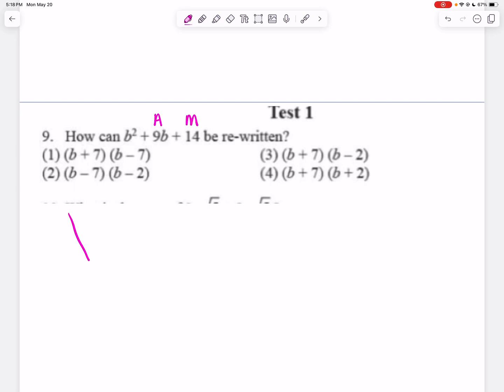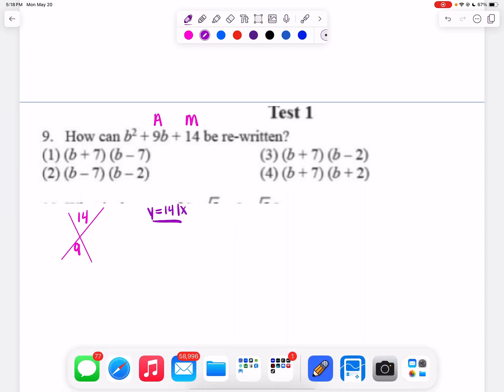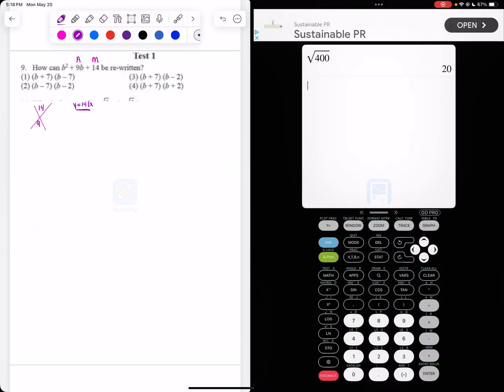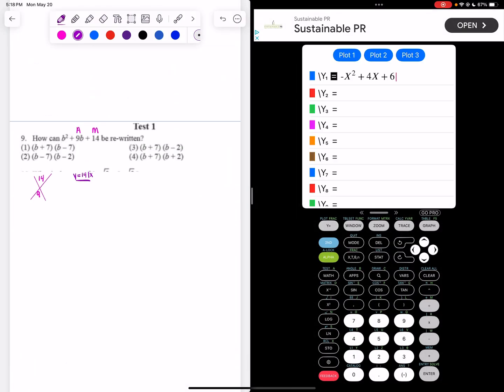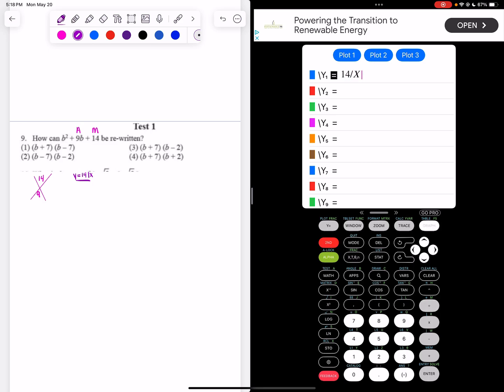So I'm going to draw my diamond, and on the top I'm going to put 14, and at the bottom I'm going to put 9. Then I'm going to go to y equals and type in 14 divide x, and that will tell me all the numbers that multiply to 14. So let's go up to calculate 4 and see what multiplies to 14. So I go to y equals, I type in 14 divide x, I hit second graph.